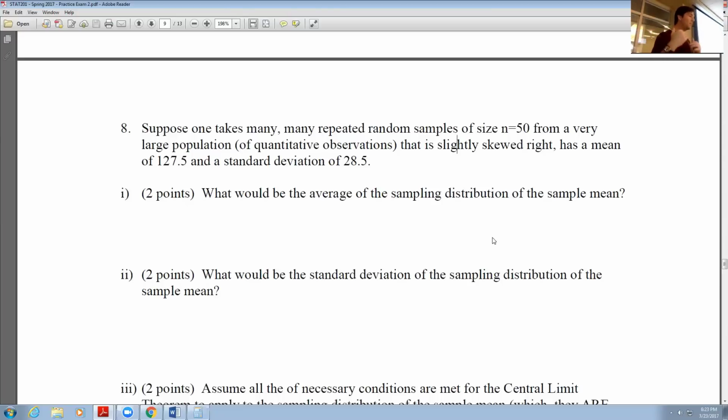Suppose one takes many repeated samples of n equals 50 from a very large population, and that's a key right there, going to help us with the 10%, that is slightly skewed to the right and has a mean of 12.75 and standard deviation of 28.5. What would be the average of the sampling distribution of the sample mean? Well, if the population has a mean of 12.75, so if we kept sampling and we took an average of the samples, what would the average be?